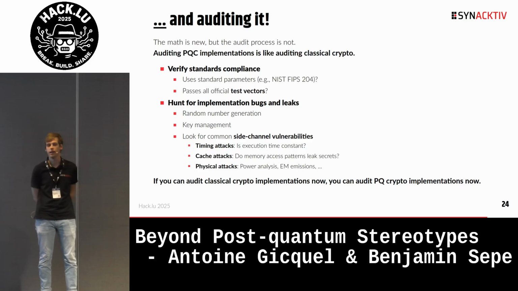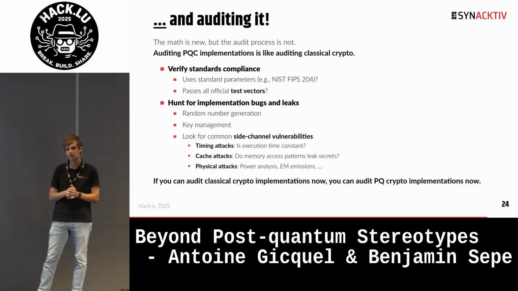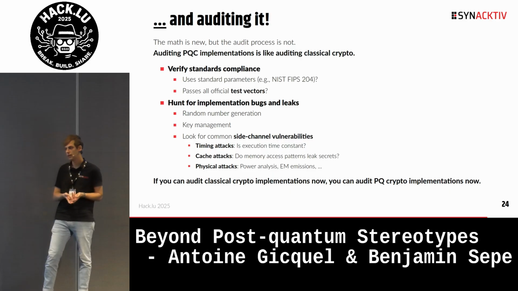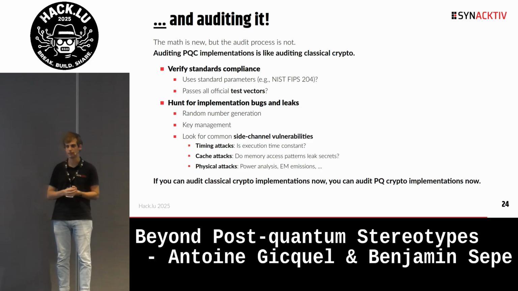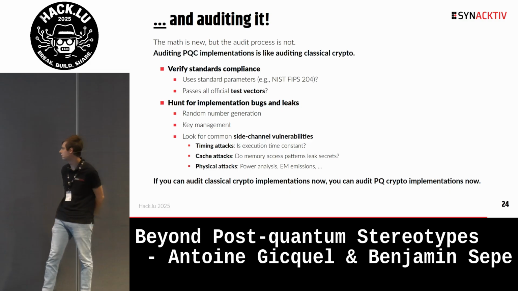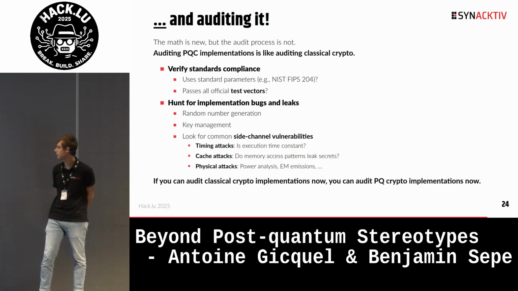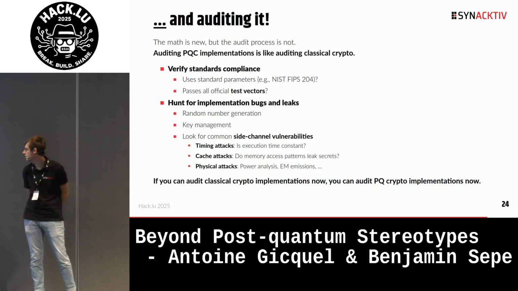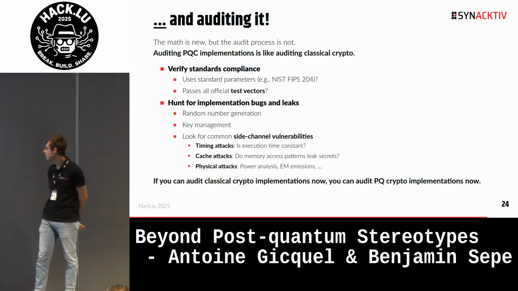And then you hunt for any bugs or leakage of secrets, depending on your attacker model. For example, ensure that random number generation is done properly, especially since some standards require specific key structures that will be used with a random number generator. Ensure that key management is done properly, for example, to avoid leaving secret keys or secrets in memory when you don't want to, and hunt for side channel vulnerabilities.